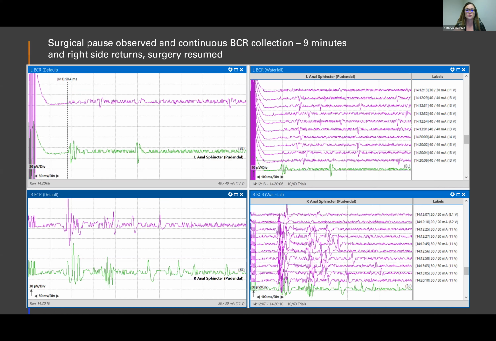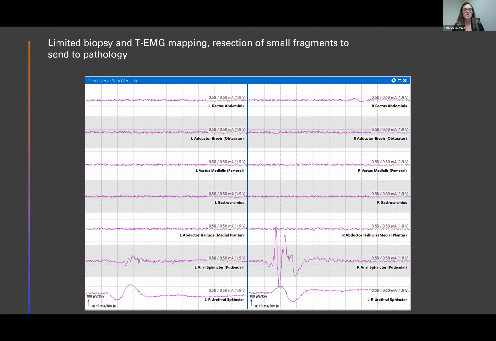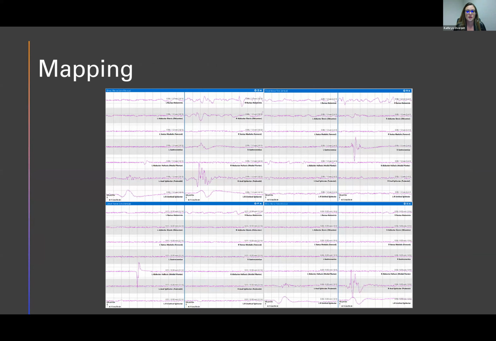The surgeon took a surgical pause, removed everything from the field, and we continued to collect BCR continuously, as we mentioned, they do not habituate with stimulation. And 9 minutes later, the right side returned and the surgeon resumed the surgery. We did some more triggered EMG mapping, and he was able to take a limited biopsy and resect small fragments to send to pathology. But the mapping was critical to letting him know, because what he would have taken a large chunk of, thinking it was tumor, actually turned out to be parts of the conus.